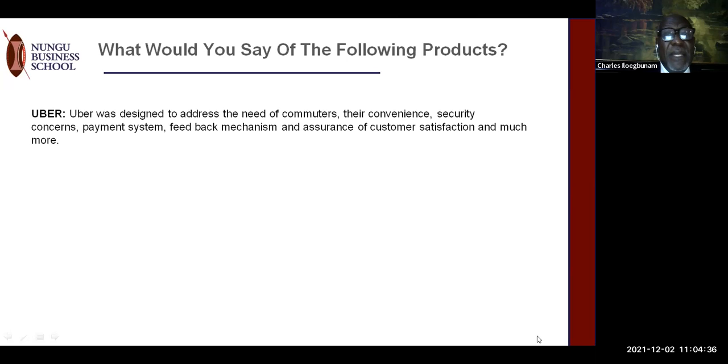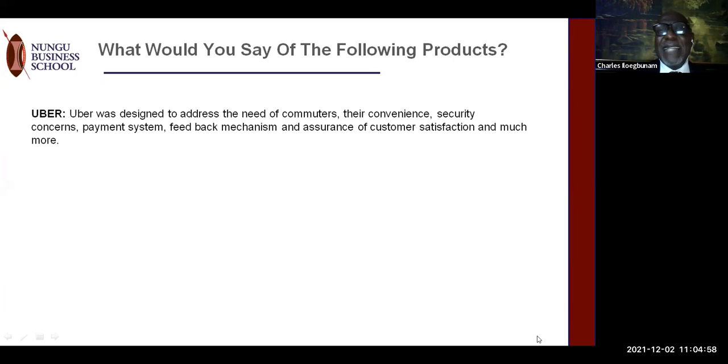Okay, thank you. Now, I said in Uber, a group of people came together and said, can we offer a solution that will address the concerns of commuters? They still want to move from point A to B, but they have issues of convenience. Before now, people go to the bus stop to go and pick a taxi. But the consumers of today wanted convenience. They wanted somebody to come and pick them at home.